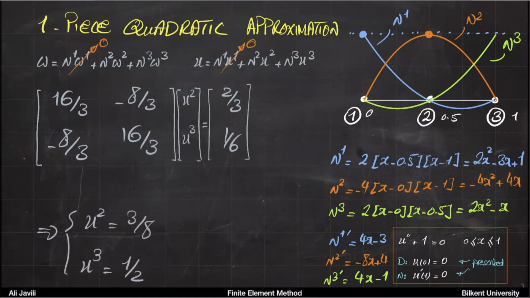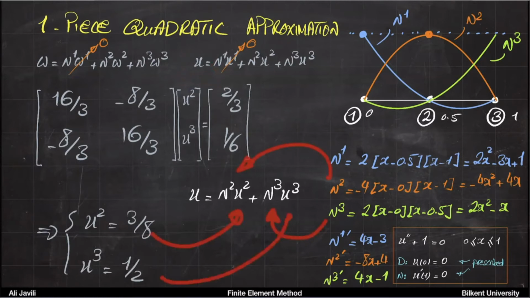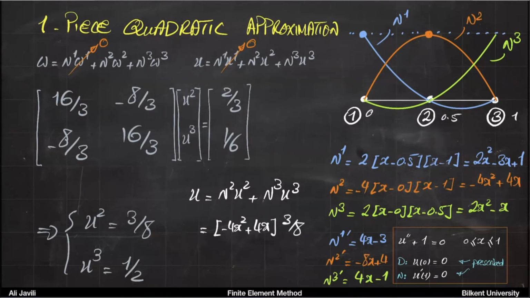There is nothing else you need to do. As I mentioned, usually the unknowns are just the nodal displacements, so you have it done. But if you are still asking yourself, what is u? You can construct that u at this stage. Remember, u is n2 u2 plus n3 u3. Now you take n2 and n3, and you take u2 and u3. N2 is minus 4x squared plus 4x times 3 over 8. N3 is 2x squared minus x times 1 over 2.